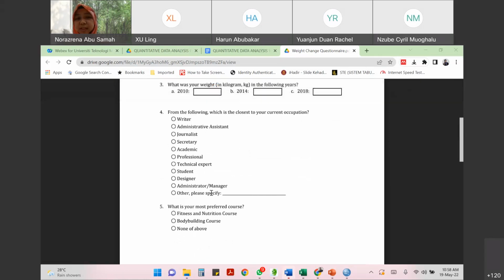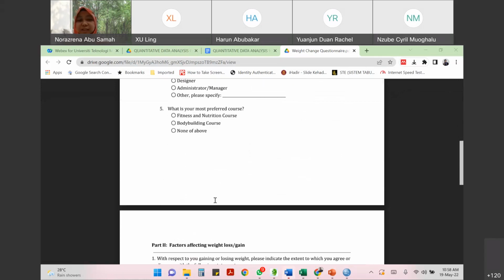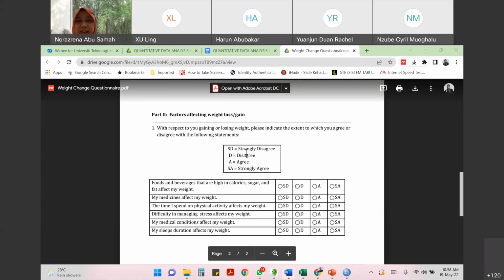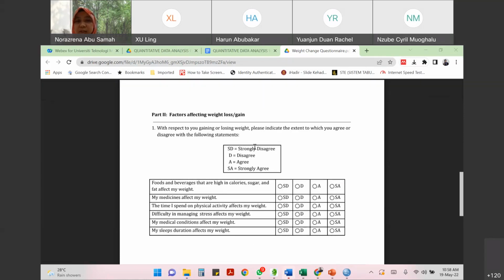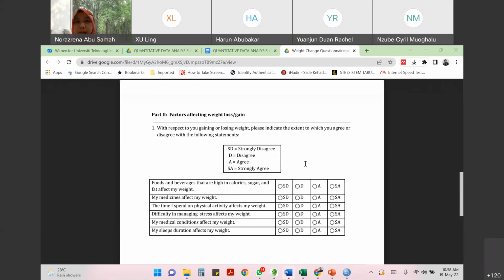Nominal. Nominal, yes, correct. And also this one is nominal. Okay, that's good. So for this one, this is called Likert scale. You order it: strongly disagree, disagree, agree, strongly agree. So what is the measurement scale for this? This is ordinal. Ordinal, yes, correct.